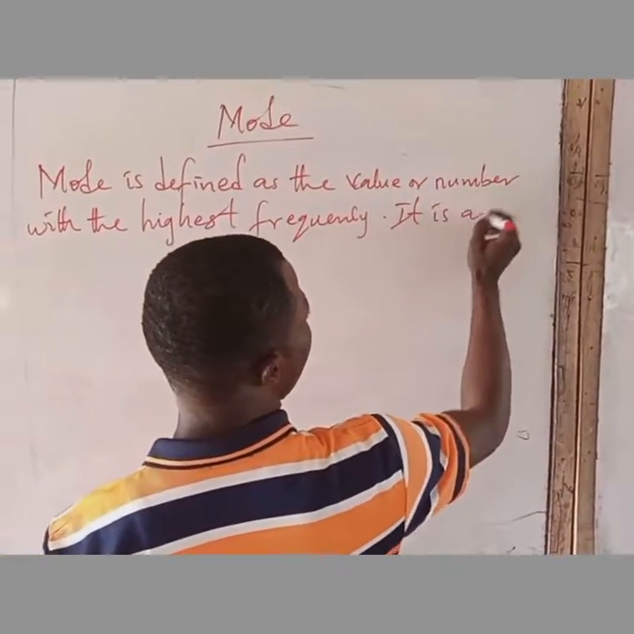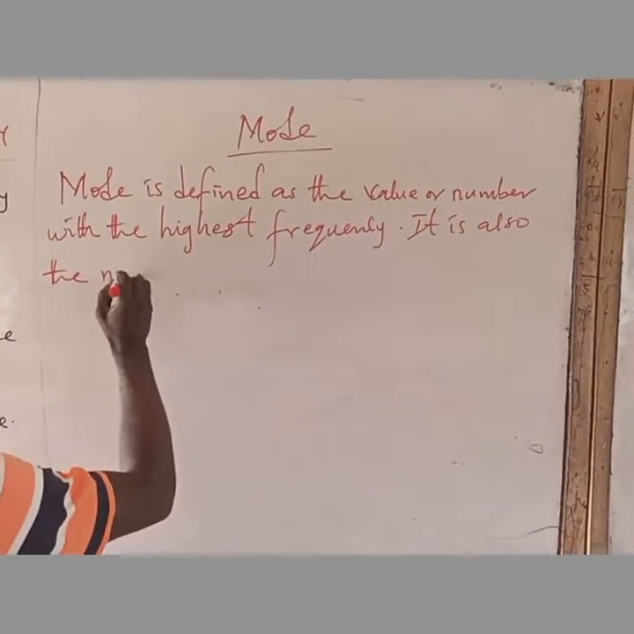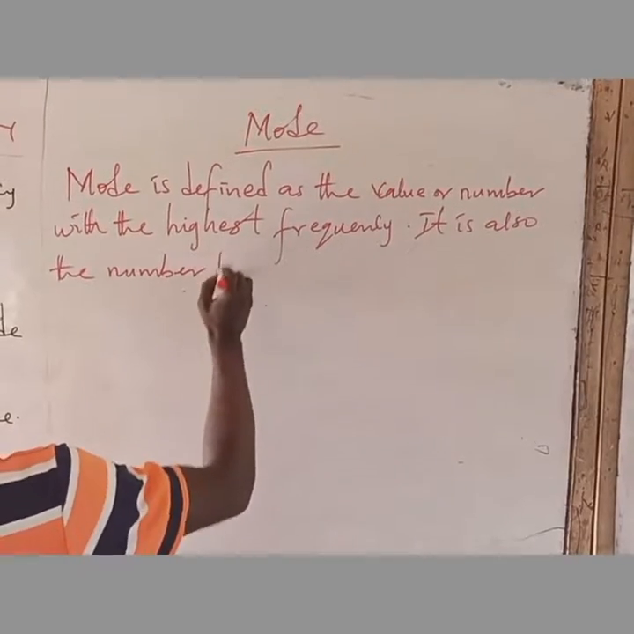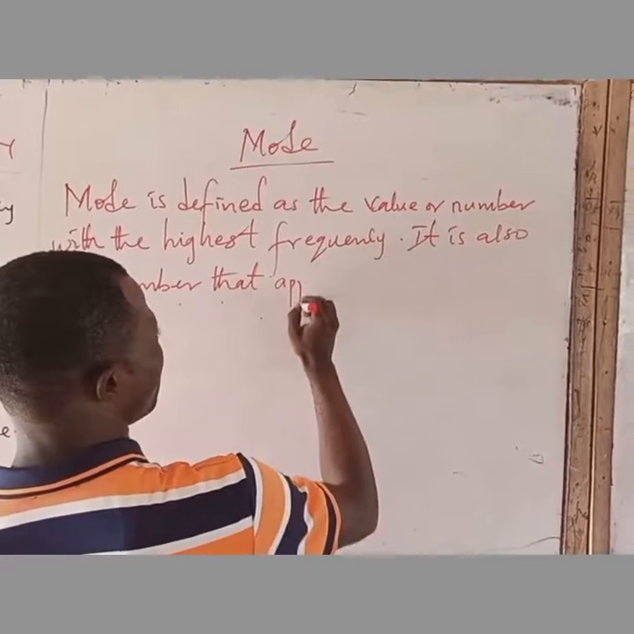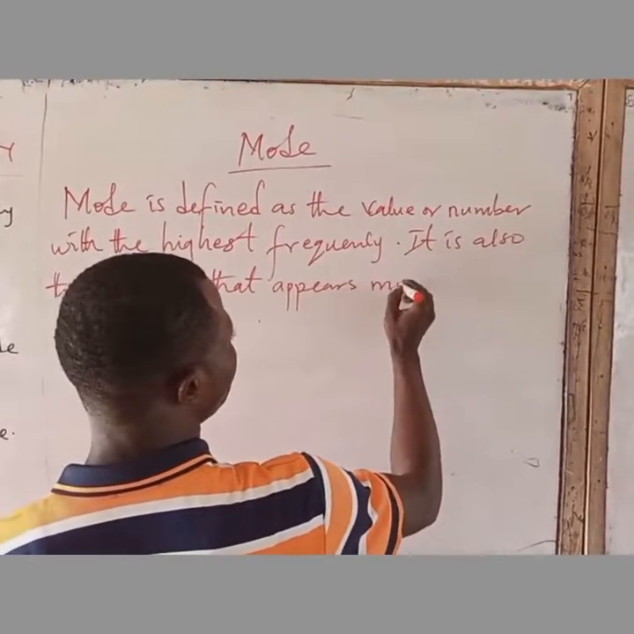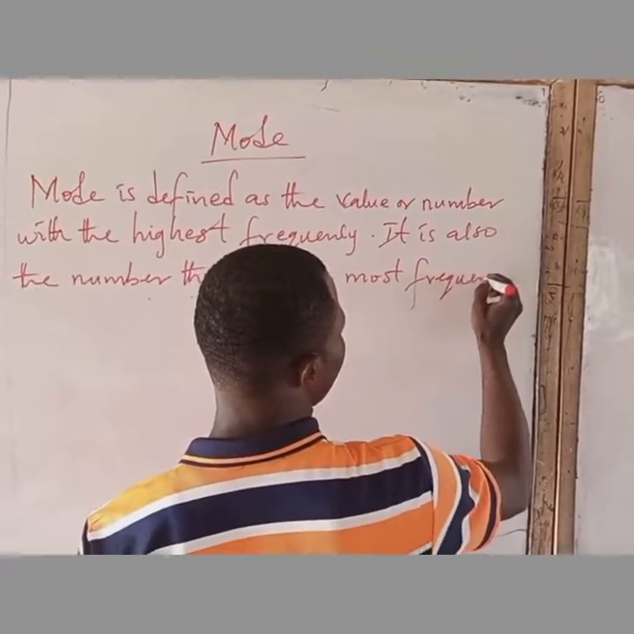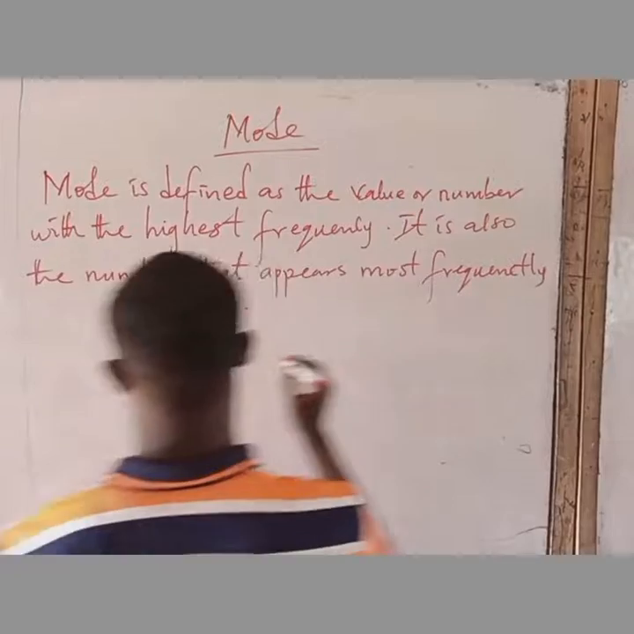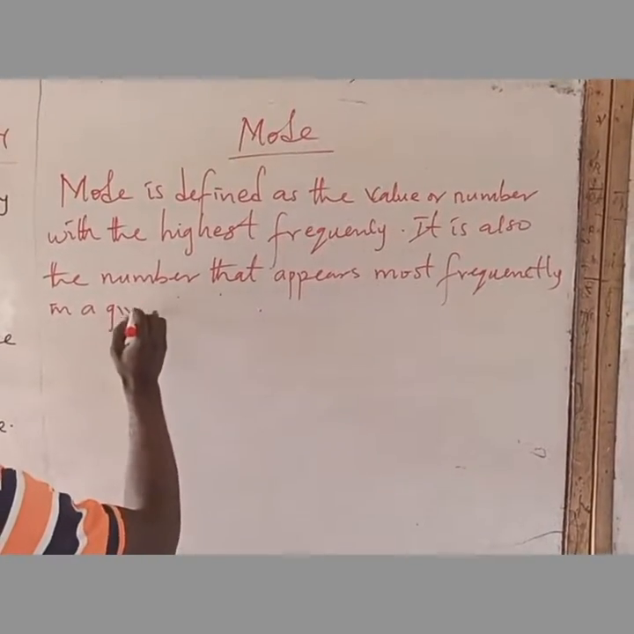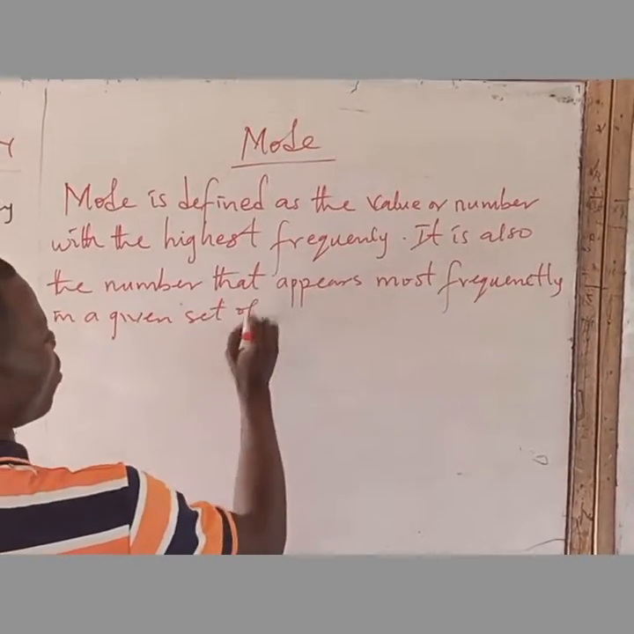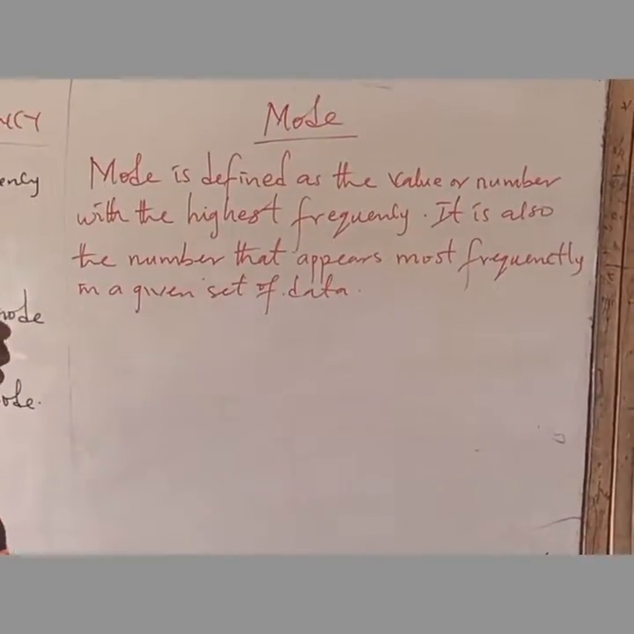It is also the number that appears most frequently in a given set of data. So what are we saying?